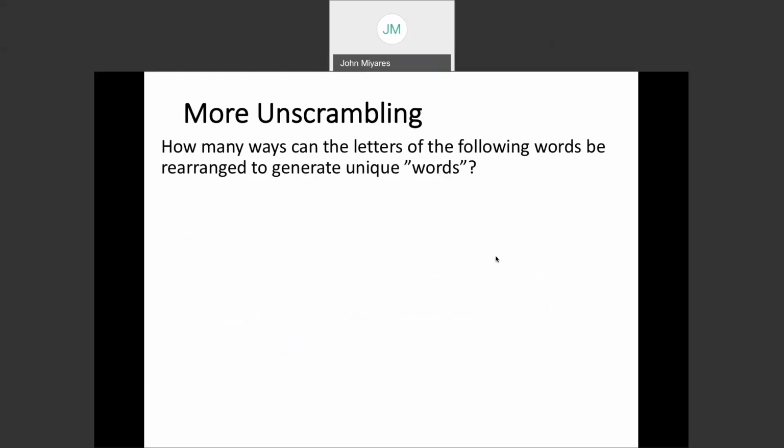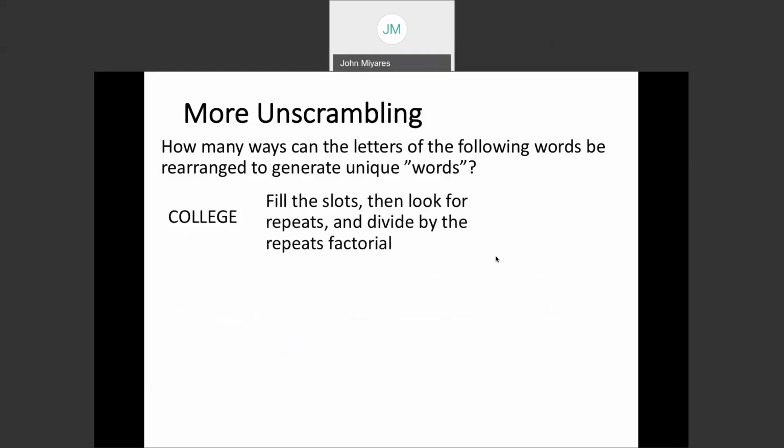Let's try a few other problems like this. The word college also has 7 letters, but this time it has 2 L's and 2 E's. So we want to start by filling in the slots, then dividing out by the number of repeats, factorial. In this case, we start with 7 factorial for the 7 letters in the word college, then we divide by 2 factorial for the 2 L's, and 2 factorial again for the 2 E's, which gives us 1,260 unique words that I can scramble the letters of the word college into.